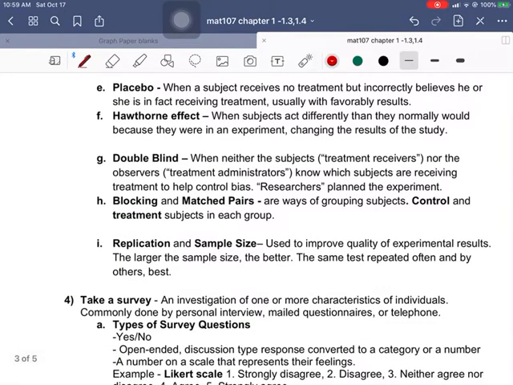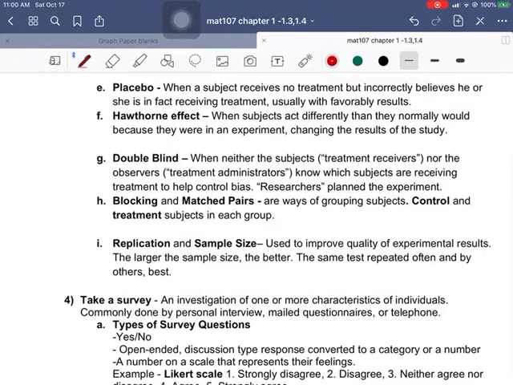The double blind is when neither the subjects, the treatment receivers, nor the observers, the treatment administrators, know which subject is actually receiving the treatment. So the researchers plan the experiment, make up the dummy pills that look like the other pills, give them the instructions and separate them out and give them to the administrators, and then the treatment receivers get their drugs and nobody knows. That way the observers aren't biased either. Okay, they're just straight observing what they see. It makes a little less problem with the other placebo and Hawthorne effects.